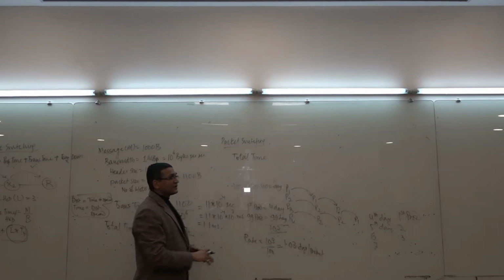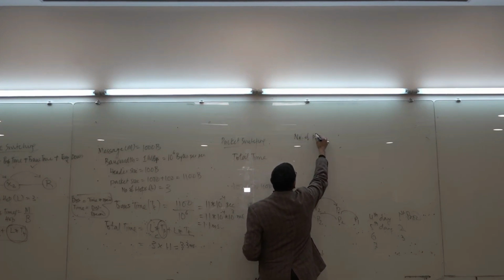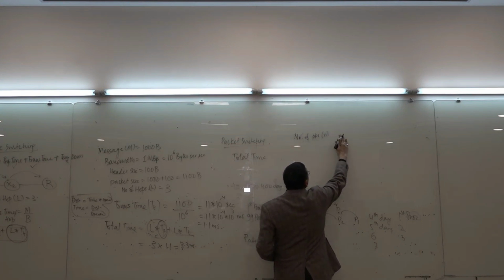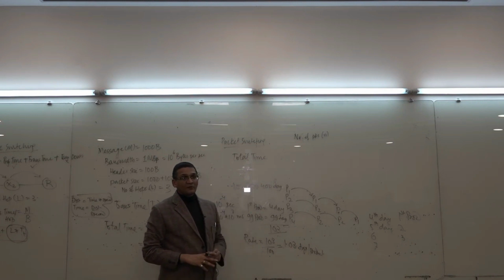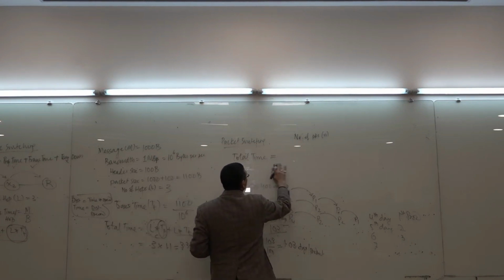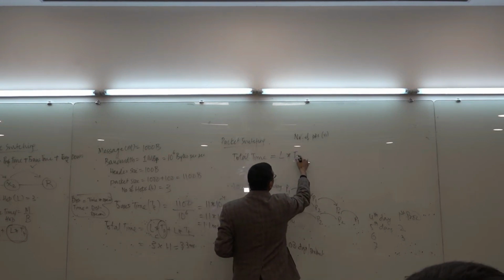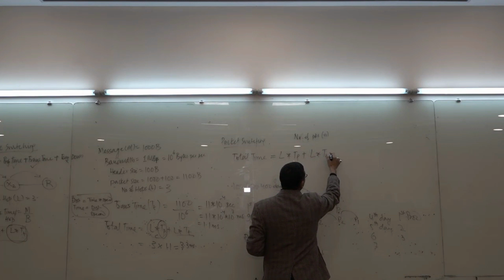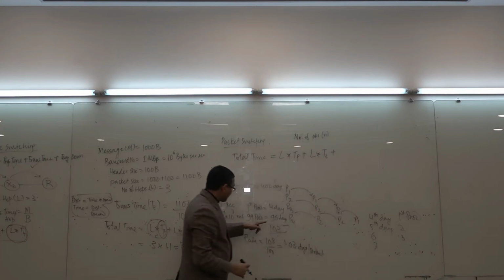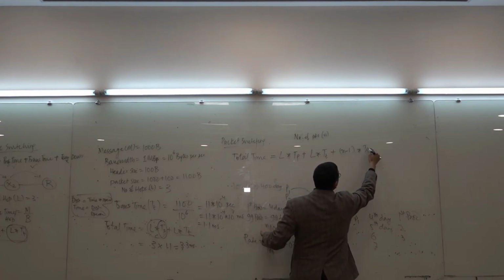So let's say the number of packets I have is n. I have decided to send my message using n number of packets. So I can come up with a new formula. What is the formula? The formula says total time will be L into propagation time plus L into transmission time plus (n minus 1) into transmission time.